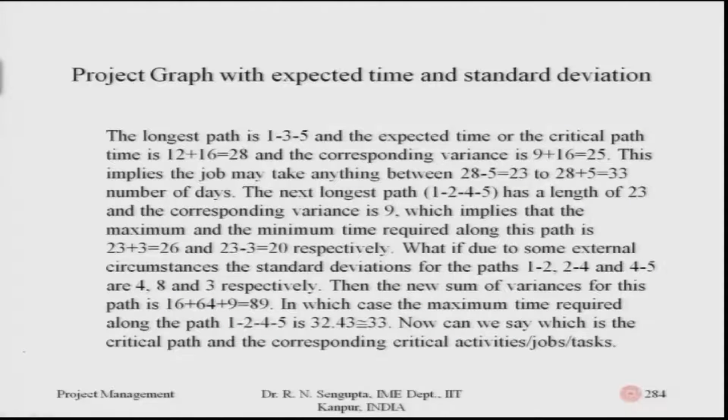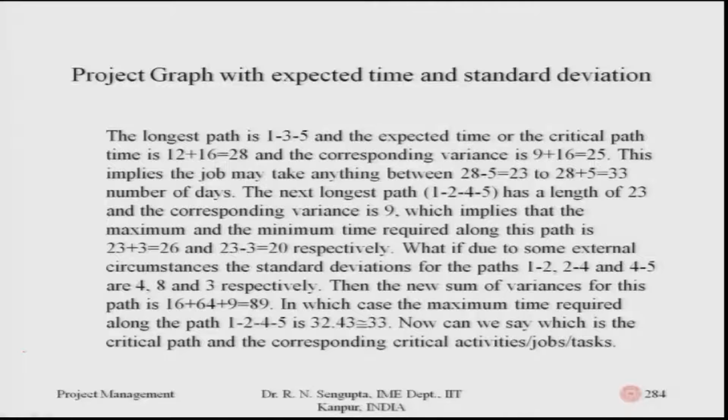So, the longest path, I will just remove this on the left hand side, it is easier. So, the longest path is 1-3-5 and the expected time for the critical path is given by adding up the sums, which is 12 plus 16, which is 28, and the corresponding variance for that path, 1-3-5, would be given by adding the variances. So, what are the variances? It is 9 and 16, add them up, it becomes 25. This implies that the job may take anything between, now it is important to note what I am saying. So, average time is 28, variance is 25, deviation is 5.